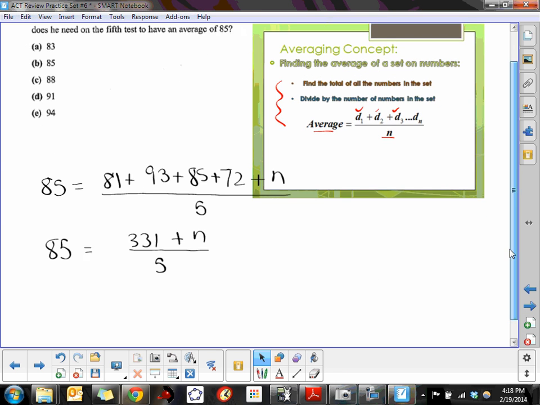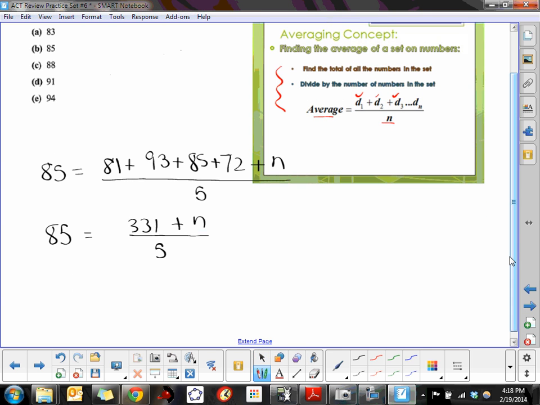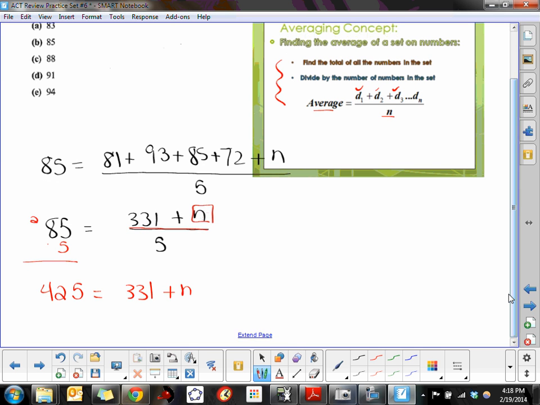So now we're going to solve this equation for n. I want to figure out what his last score has to be, so I want to undo dividing by 5, so we multiply by 5. So it's 85 times 5. So that's 25, carry the 2, that's 425, has to equal 331 plus n, and now to find n, we're going to subtract 331, so subtract 331, and that'll be our value for n.